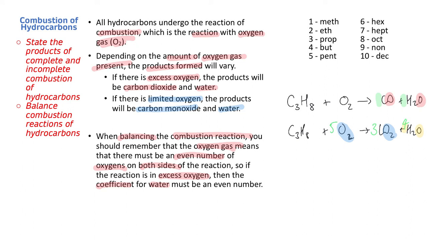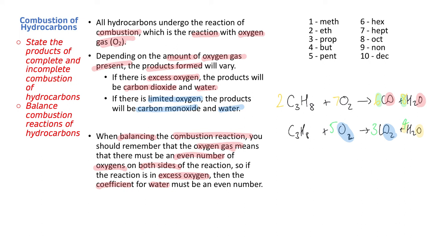If you want to do the incomplete combustion, again a 3 here, a 4 here. The sum of those two values is not an even number, it's going to be 7. So if it's not an even number, you can immediately just double up the hydrocarbon. Then you will make 6 here and 8 here, which is an even number. So now you can say 6 plus 8 is 14, so therefore I'm going to have 7 there.